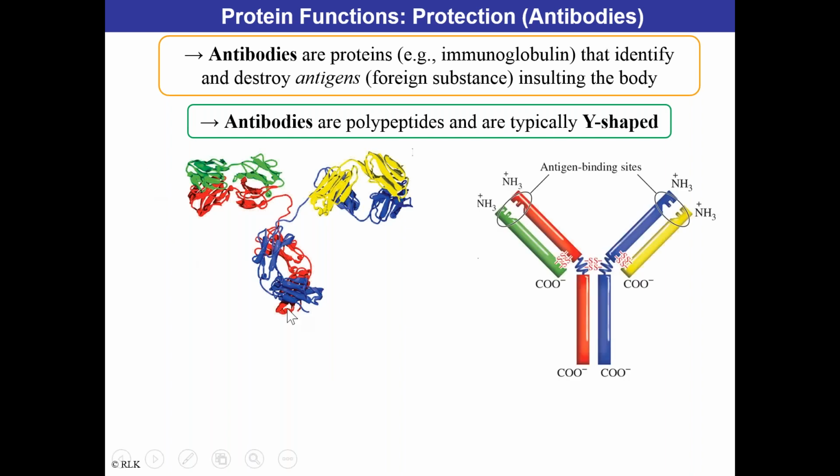So here you have a Y-shaped kind of antibody, and here's a bit of a description. Notice how you have a lot more of these beta sheets, not the alpha helices, but beta sheets. I think that's pretty interesting. So that's, again, another type of secondary structure.